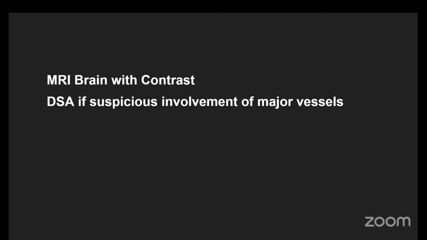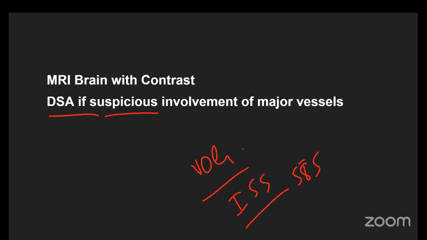DSA is a really good adjunct if you are suspecting involvement of the vein of Galen, the inferior sagittal sinus, or the straight sinus, or in worst case scenarios, if the patient has some torcular involvement. So in these situations, DSA would be really valuable because you would be able to identify any vascular encasement, etc.